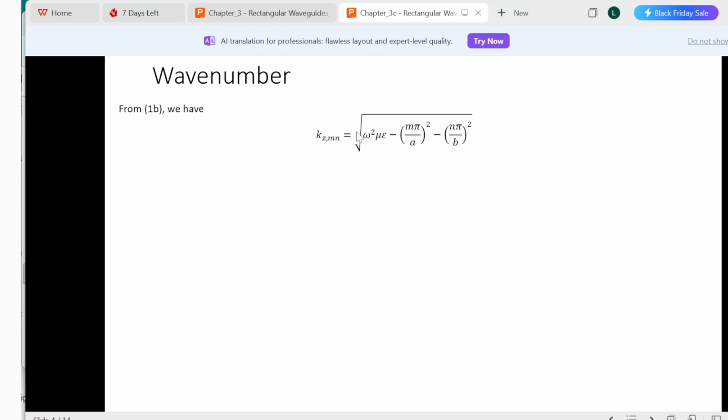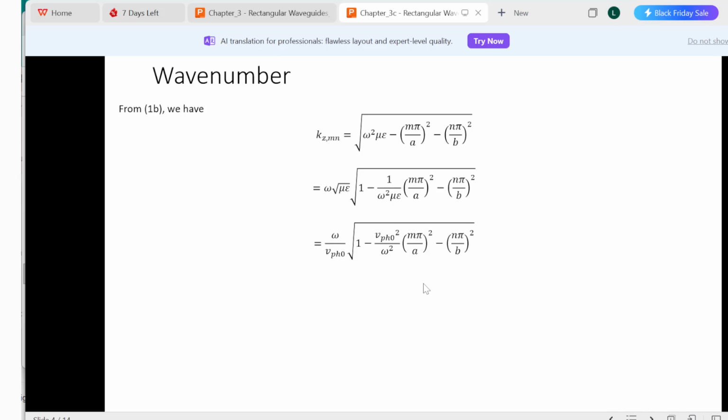So here we go, and then we have this term. We take this term out of the square root, and then we get this. Now we are going to do something for this variable, and we know 1 over mu epsilon is actually the square of phase velocity. And we also know that omega is equal to 2 pi f. So as a result, we can cancel out the pi in these two brackets and the pi inside the omega square.